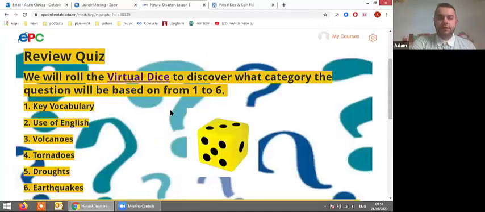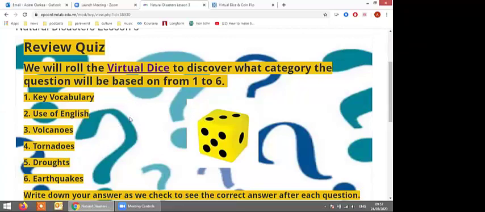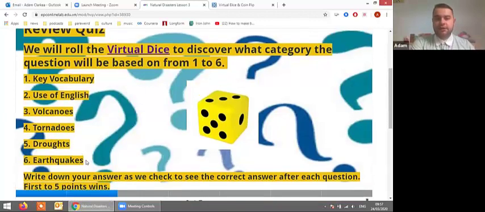And this dice roll from 1 to 6 is going to represent a different category. If number 1 on the dice, it's key vocabulary from the unit. Number 2 is use of English. Number 3, volcanoes. Number 4, tornadoes. Number 5, droughts. And number 6, earthquakes.